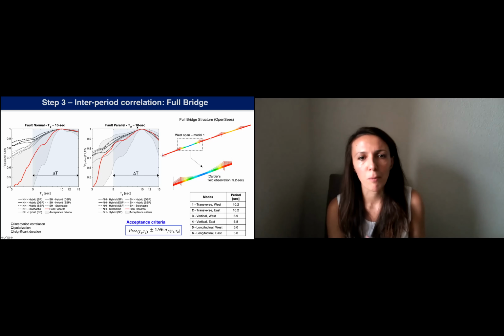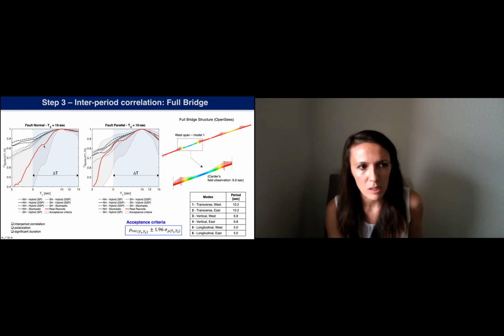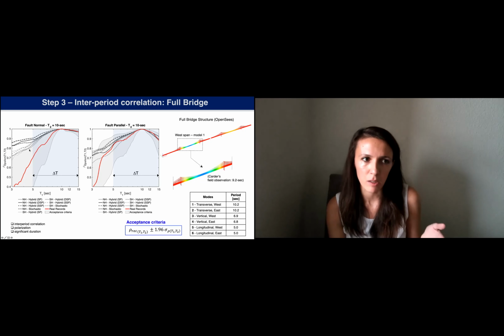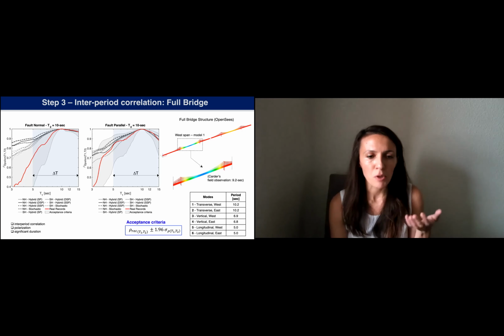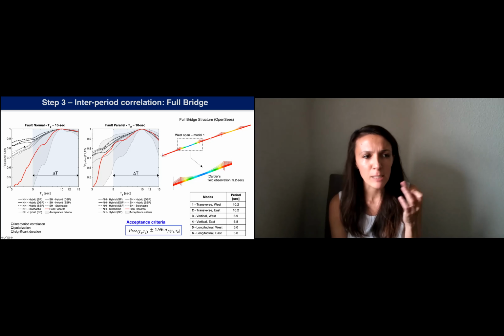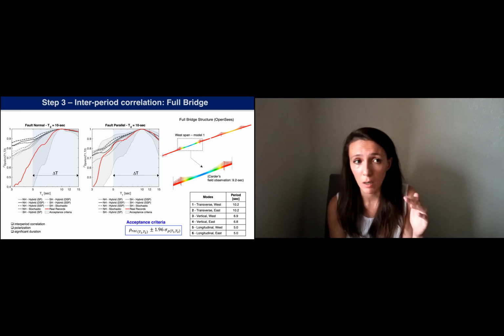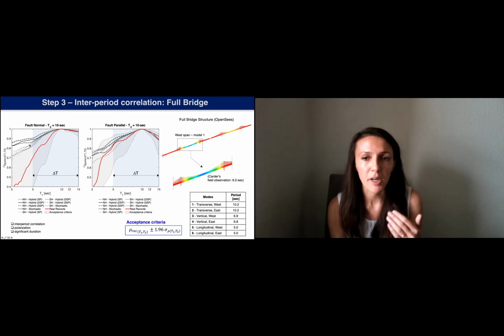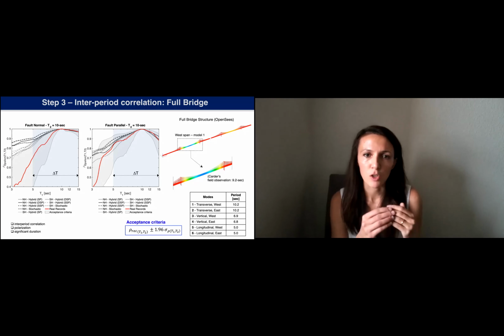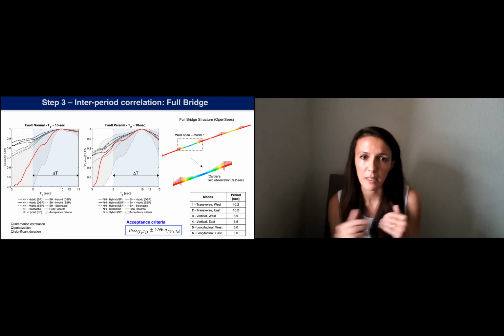Now, on the fault parallel component, you can see that the simulations in terms of interperiod correlation perform well, are within the acceptance criteria and are pretty close to what the consistent population of real records would yield. However, you notice that on the fault normal component, there is a tendency of the simulations to show a stronger correlation, which is something we have observed across multiple conditioning periods. The way we interpret this is that although the numerical model utilizes the USGS 3D model, it still doesn't possess that granularity in the description of the geology structure. This may be driving this stronger correlation, which is reflecting less variability in the peaks and troughs in the spectrum.